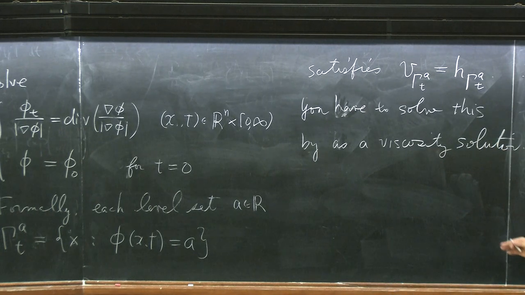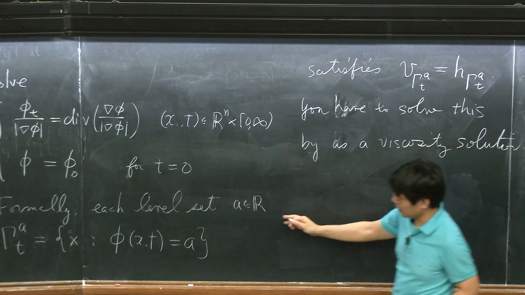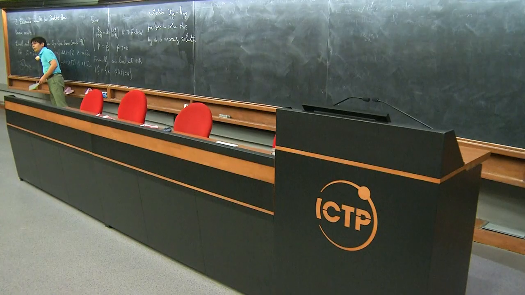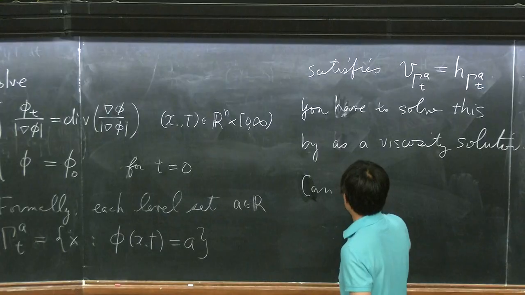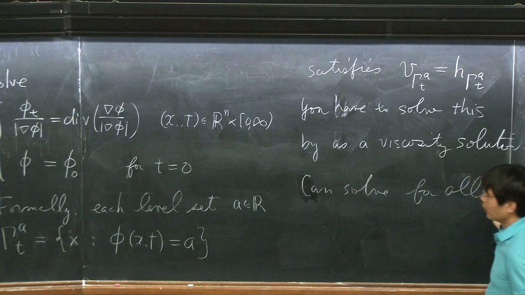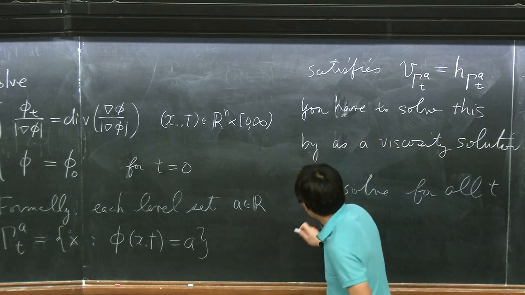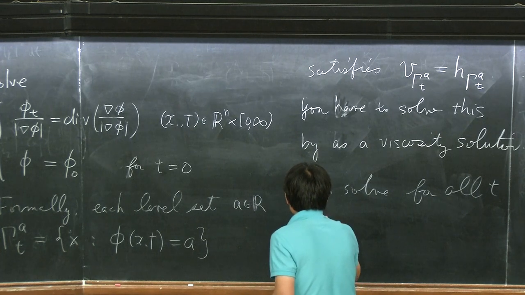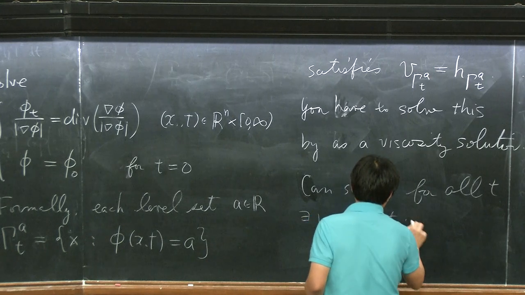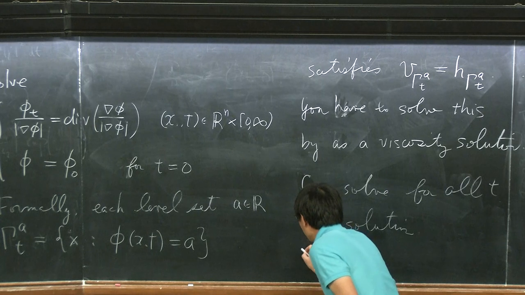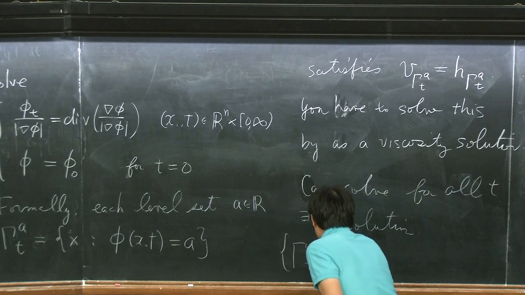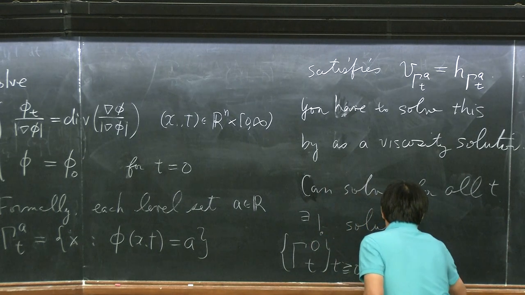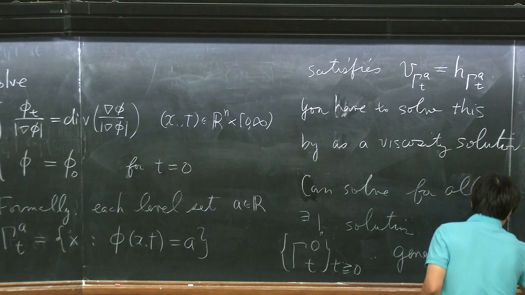The nice thing about this problem is that you can actually solve it. You have to make some assumption on this Gamma zero, maybe say C1 or C2, so not so irregular, but given this, you can solve it time globally, for all t. The other nice thing is that there exists a unique solution. At least formally, you can say that the one where a is equal to zero you can think of as a generalized mean curvature flow.